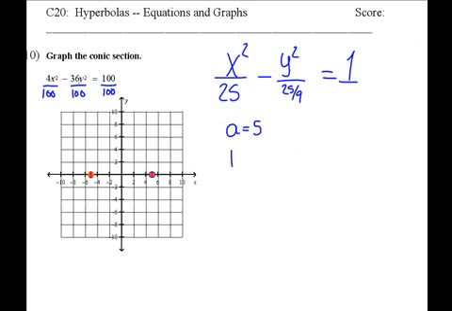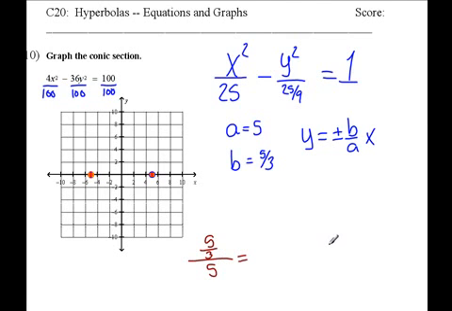What's my b value? What's the square root of 25/9? 5/3, thank you. It's just the square root of 25 over the square root of 9, 5 over 3. So if you remember, my asymptotes have to be at the equation y equals plus or minus, there's 2 of them, b over a x. So let's figure out what b over a is. What's 5/3 divided by 5? 1/3, thank you. So y is equal to plus or minus 1/3 x.